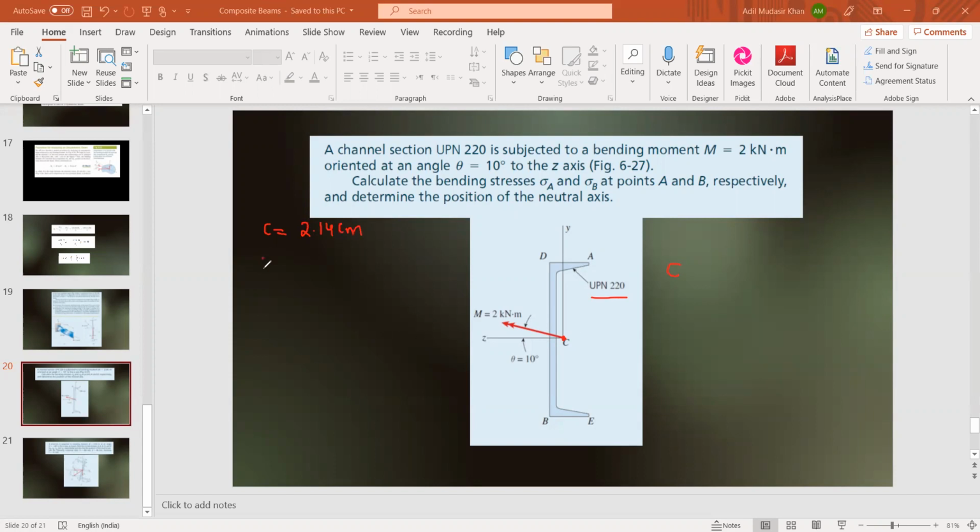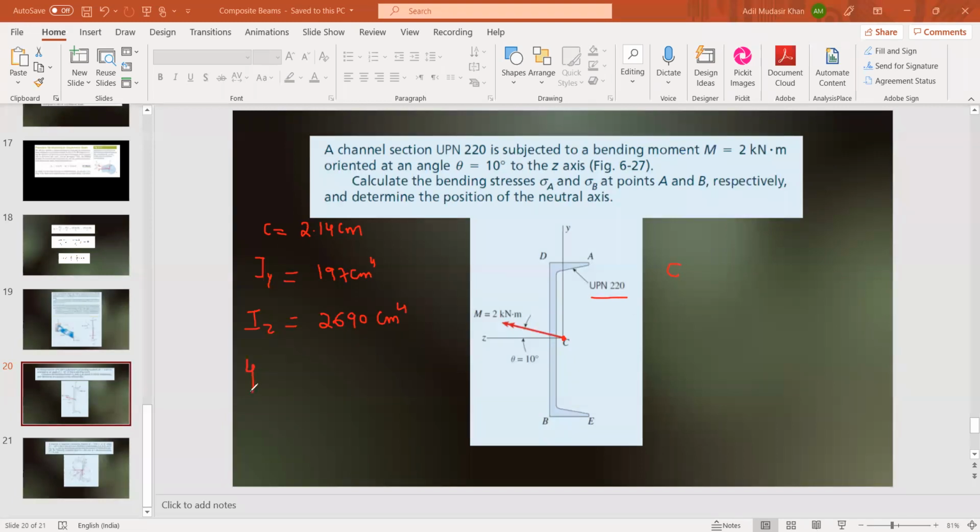We are also given the moment of inertia about the y-axis. Iy is given to us as 197 centimeter raised to power 4, and Iz is also given to us as 2690 centimeter raised to power 4. These two data are given to us. So let's first of all find the coordinates.